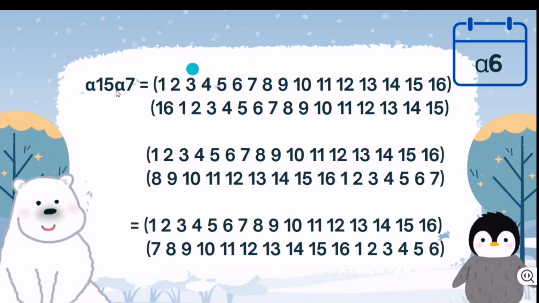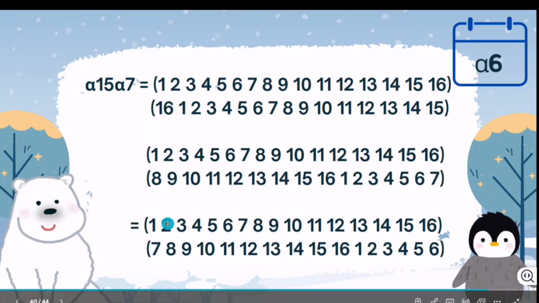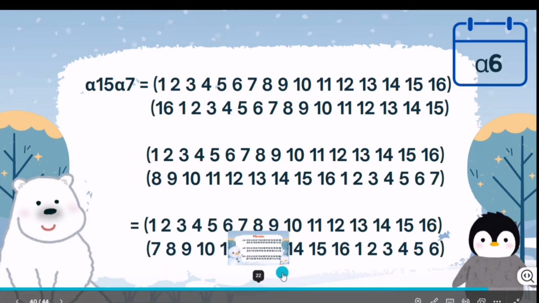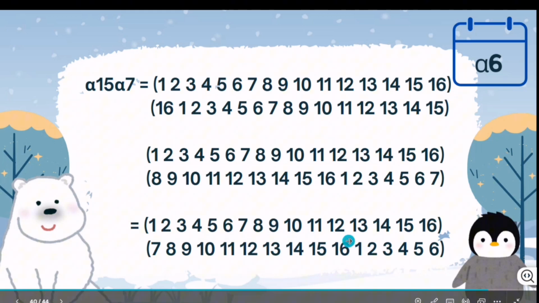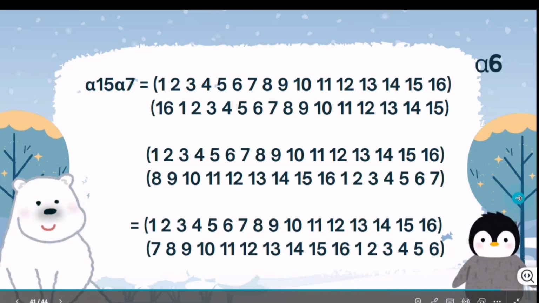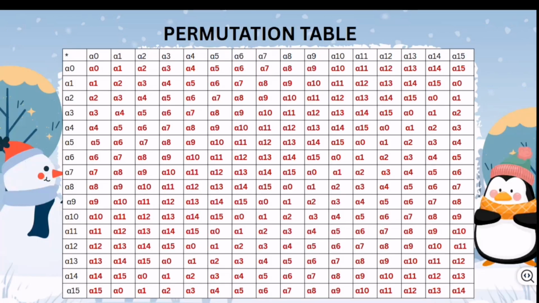And we have alpha sub 15 star alpha sub 7, or the combination of alpha sub 15 and alpha sub 7. And the result is alpha sub 6, which is equal to 1 to 7, 2 to 8, 3 to 9, 4 to 10, 5 to 11, 6 to 12, 7 to 13, 8 to 14, 9 to 15, 10 to 16, 11 to 1, 12 to 2, 13 to 3, 14 to 4, 15 to 5, and 16 to 6. And here is the permutation table.